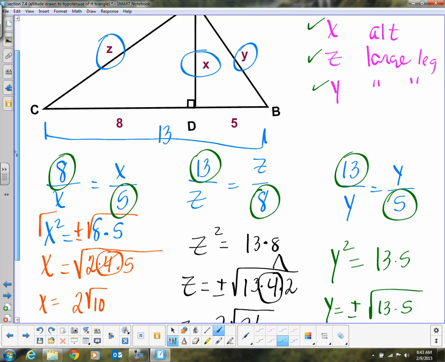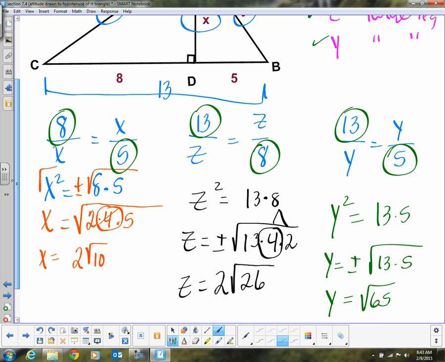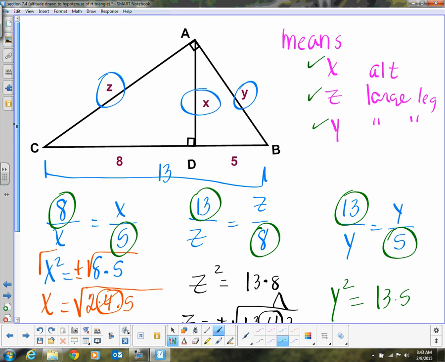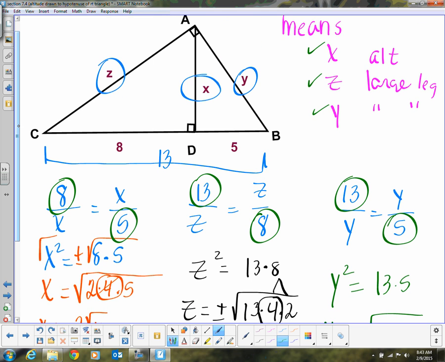Pardon? Down? Yes. That's 13 times 5. Say it again. The X, the Y right next to it. That says large leg. Oh, okay. Those are little ditto marks. Oh, okay. So I didn't have to write it again.